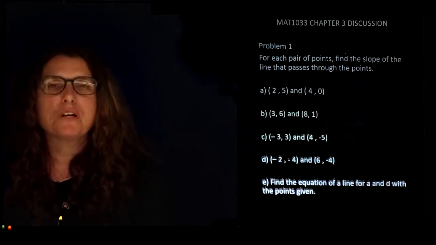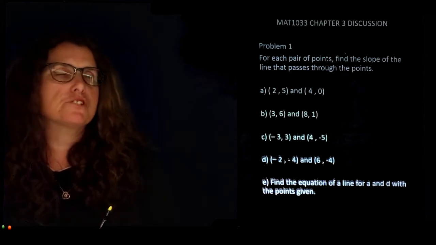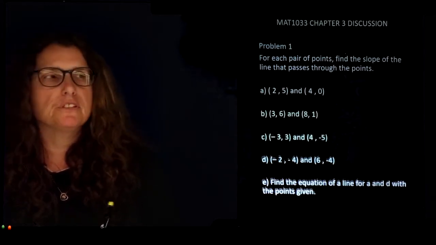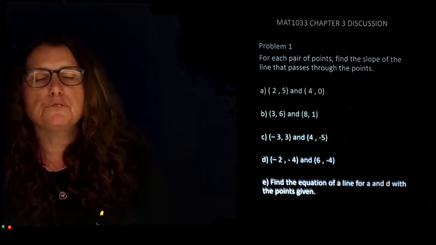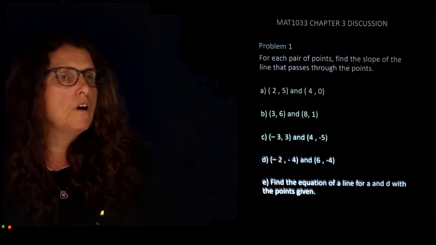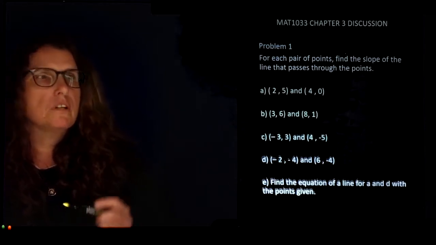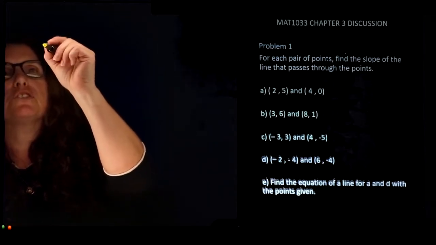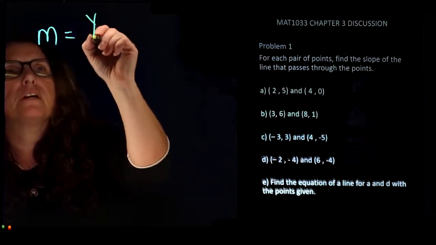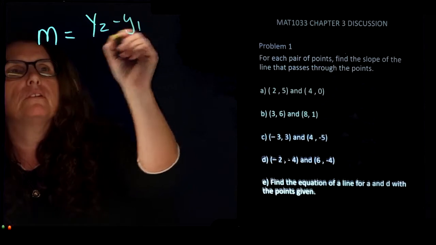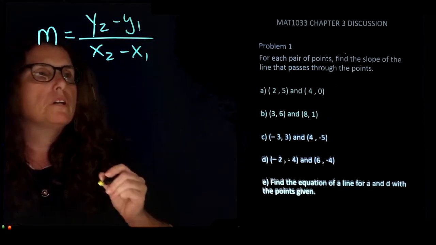Let's take a look at some problems from Chapter 3 that are similar to the discussion that you have to turn in on Falcon Online. For problem 1, we are asking you to find the slope of these 4 given sets of points. So first of all, the slope formula. What is it? m equals y2 minus y1 over x2 minus x1.